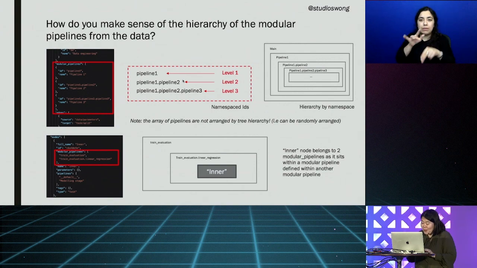One important thing to know is that with the flat list of data that was being sent, the modular pipelines returned in that array are not arranged by hierarchy, meaning that the order of the elements can be completely arbitrary on the list.